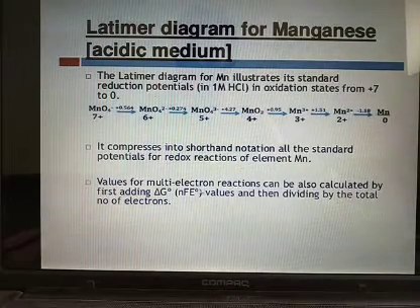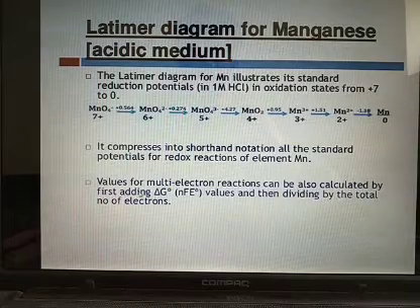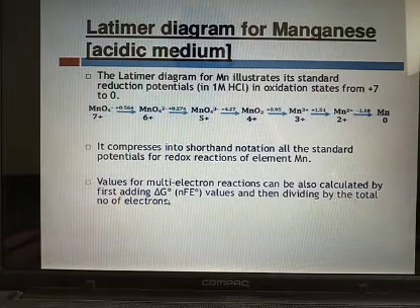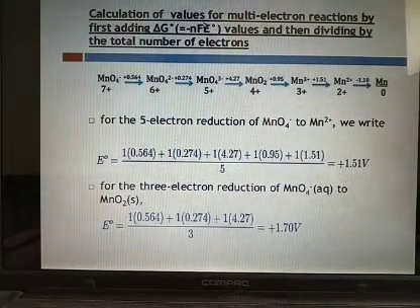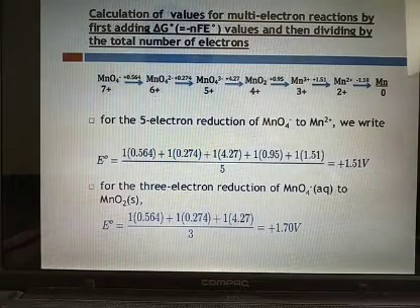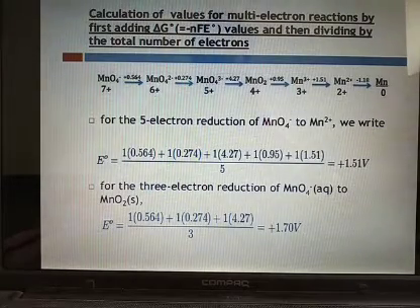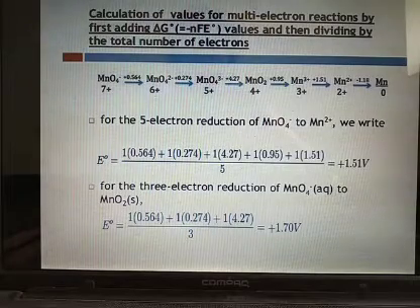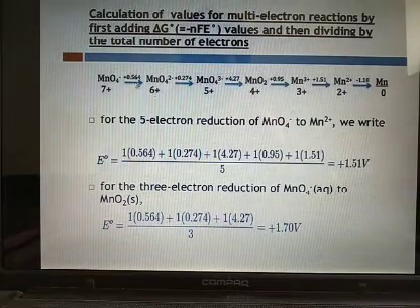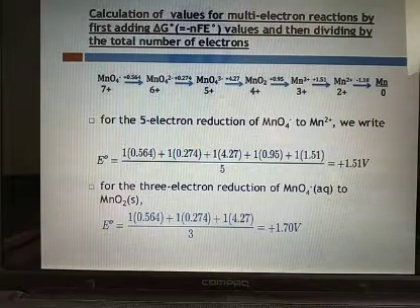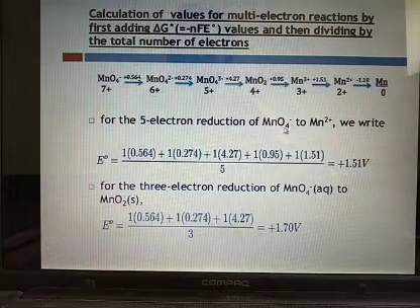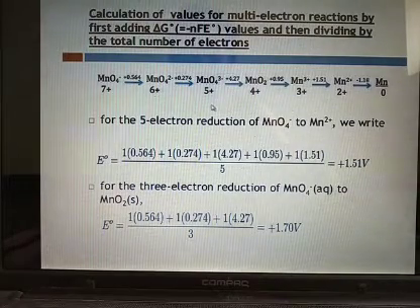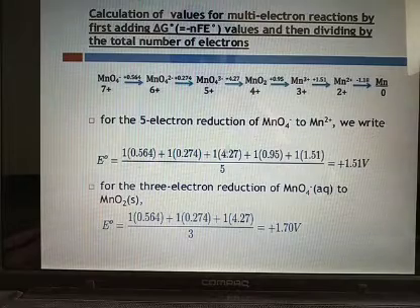Values for multi-electron reactions can also be calculated by first adding the delta G naught values and then dividing by the total number of electrons. You can see one example that we have taken, the calculation of values for a multi-electron reaction. We can know the oxidation states of the various manganese species here: plus 7, plus 6, plus 5, plus 4, plus 3, plus 2, plus 1. Then for the 5 electron reduction of MnO4 minus to Mn2 plus, we can write it as E naught.